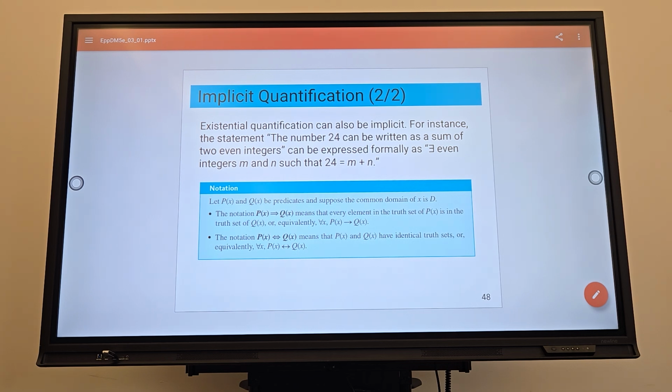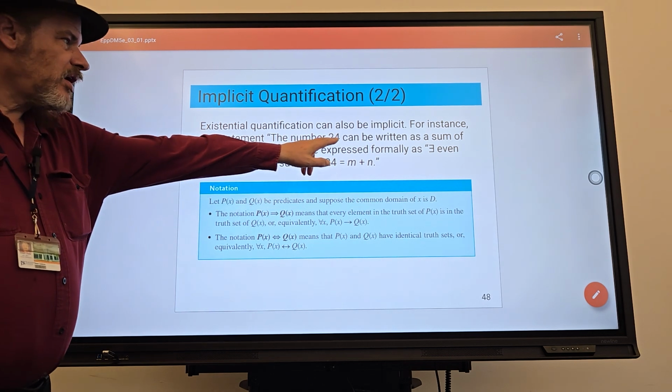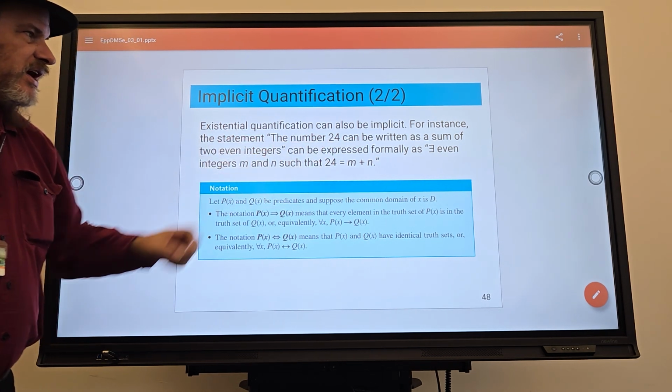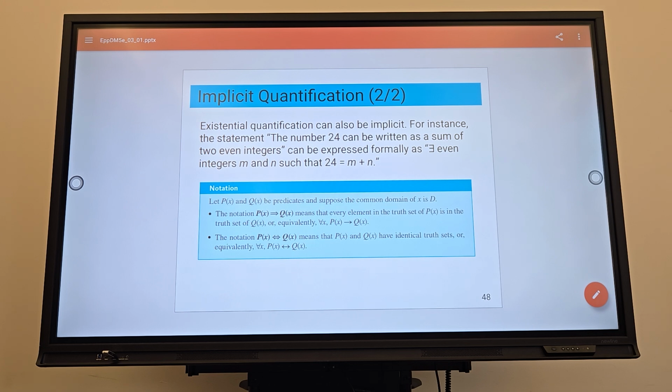The word "can be" is the indicator of existential quantification, so watch out for that word to mean existential quantification. So, there exist even integers m and n such that 24 equals m plus n.